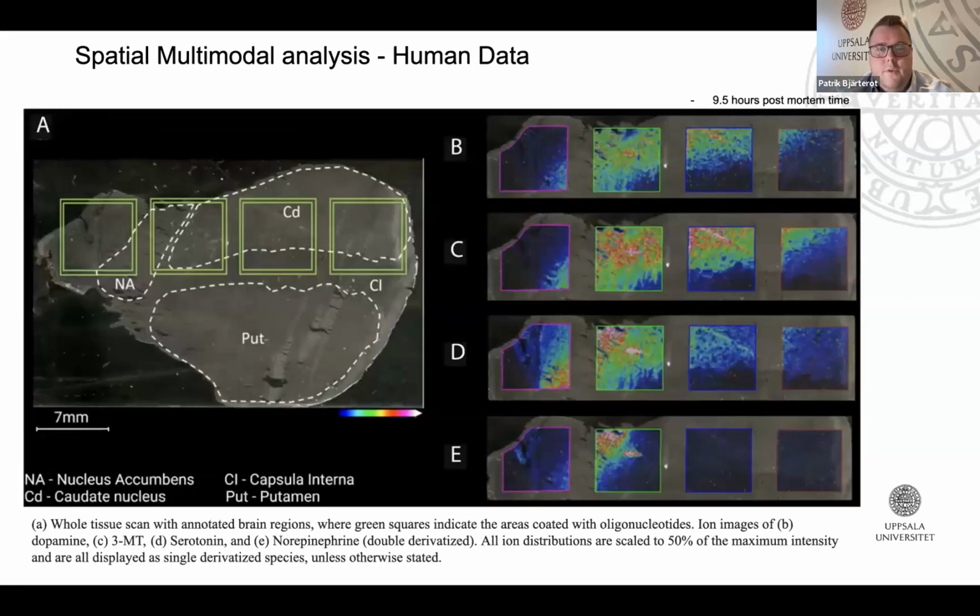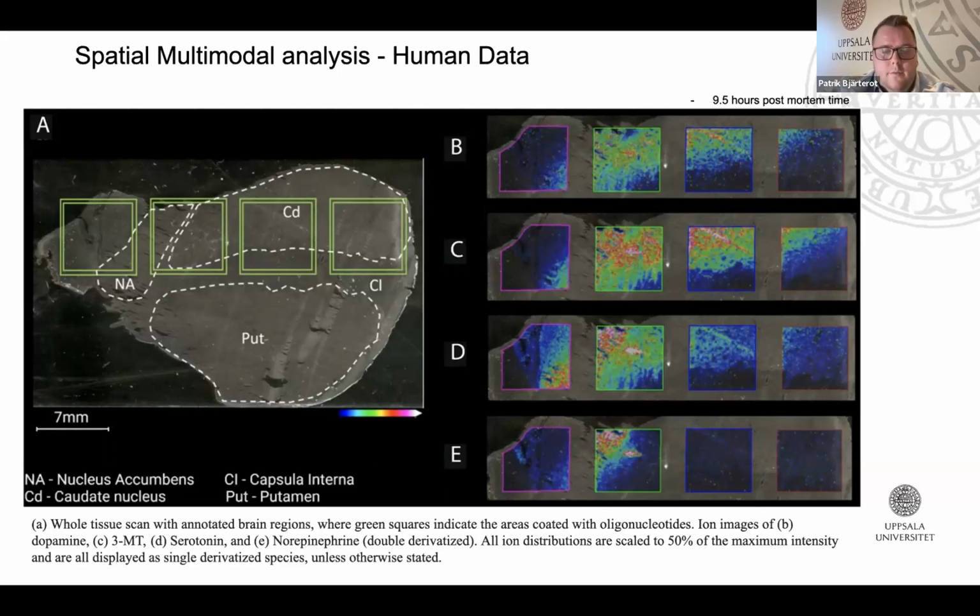So as Marco mentioned, we also did some human data as well, just to see that this also was working okay for other modalities. So we have about a 9.5 hour post-mortem time, but we can still see quite a few of the Parkinsonian metabolites. So on the right here, we have, for example, dopamine, we have 3-MT, serotonin, and norepinephrine.